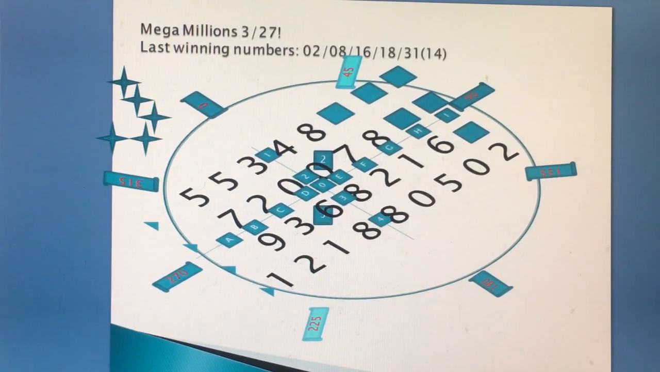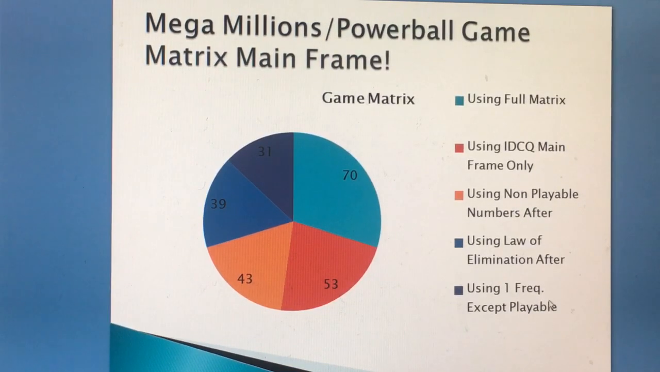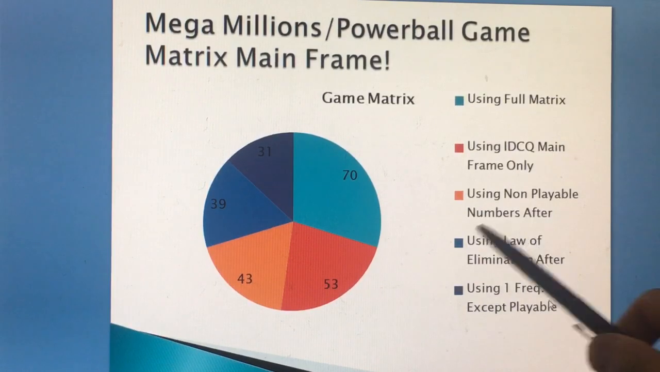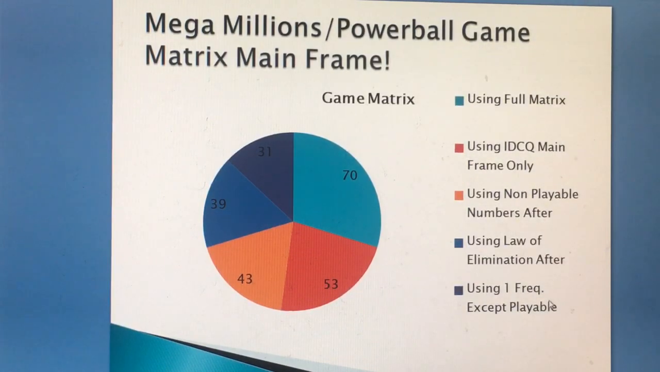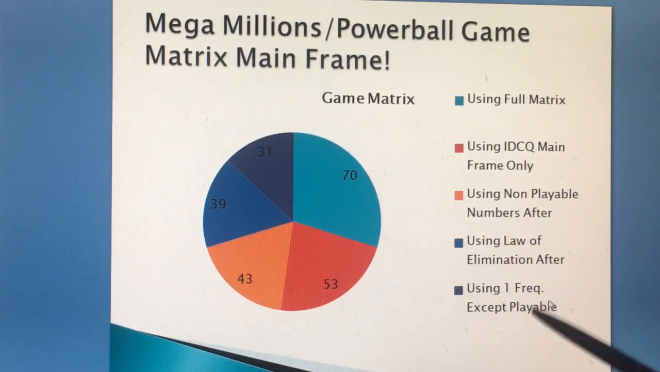And let's bring up the mainframe before I end the video. Using 1 frequency except playable to bring down the matrix of the mainframe of this game. There we go. None of the numbers in the IDCQ system from last night's Powerball had 1 frequency. So there we go, that's how you bring down the matrix. None has 1 frequency. So that bettered your odds of hitting the jackpot, as the IDCQ had more than 1 frequency.